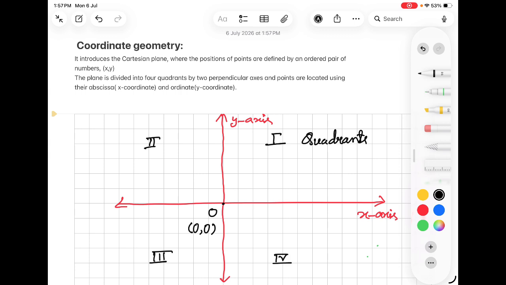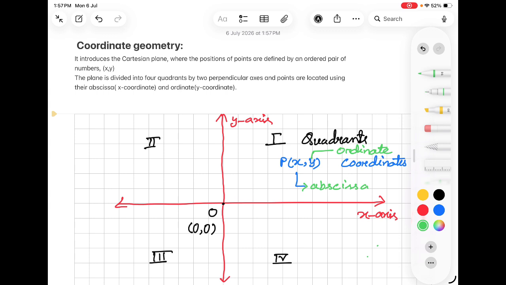Any point on this Cartesian plane is represented by two numbers. First one is called the x coordinate and the second one is called the y coordinate. The x coordinate is also called the abscissa, and the y coordinate is also called the ordinate.